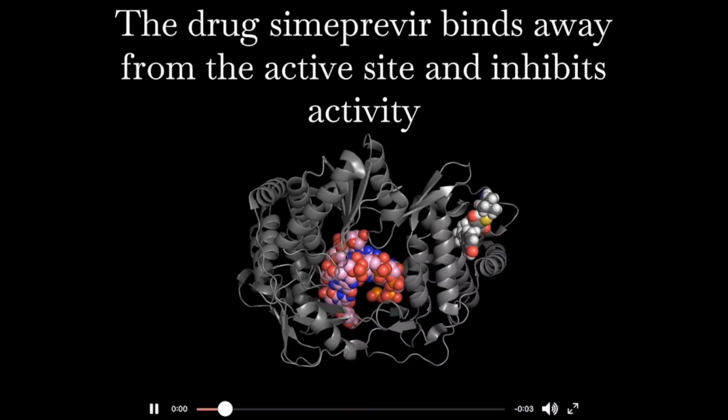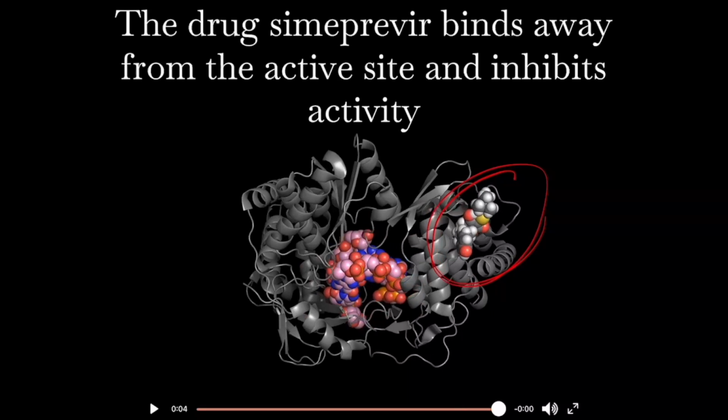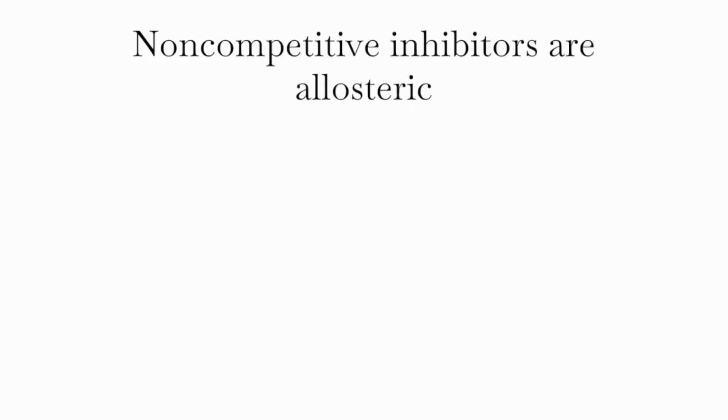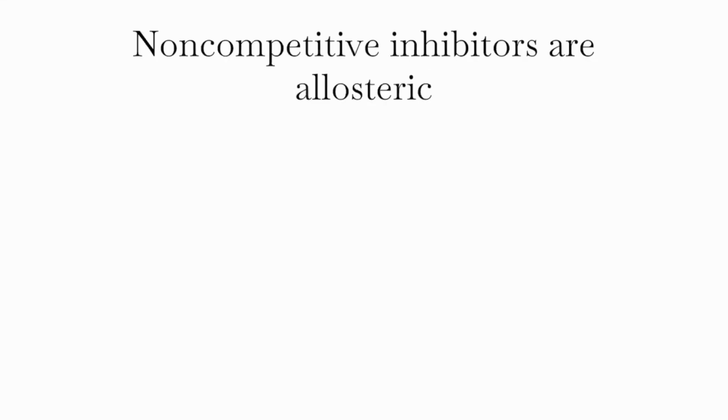But this is inhibited by this molecule over here, which binds away from the active site and inhibits activity. So we have one site that's distant from another site that's having an effect. This is an example of allostery. This drug is allosterically inhibiting the hepatitis C RNA polymerase. It's behaving allosterically. It's communication at a distance.